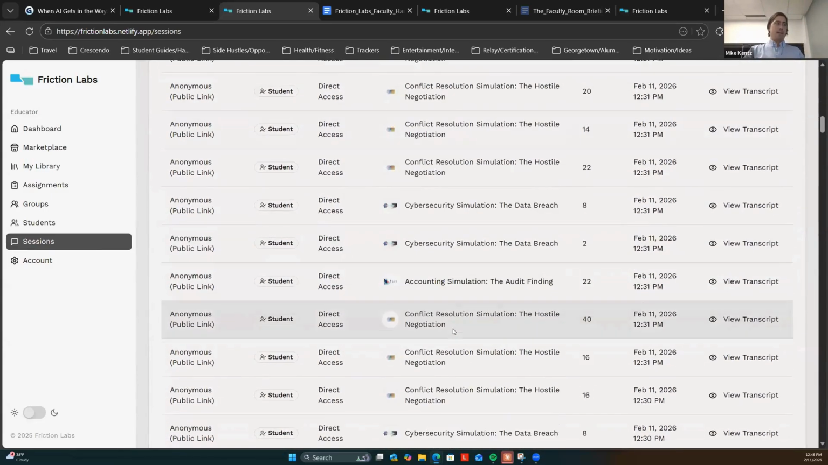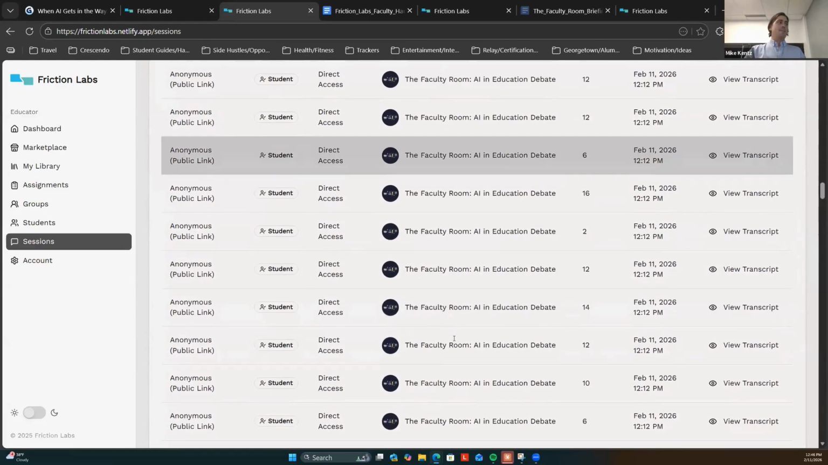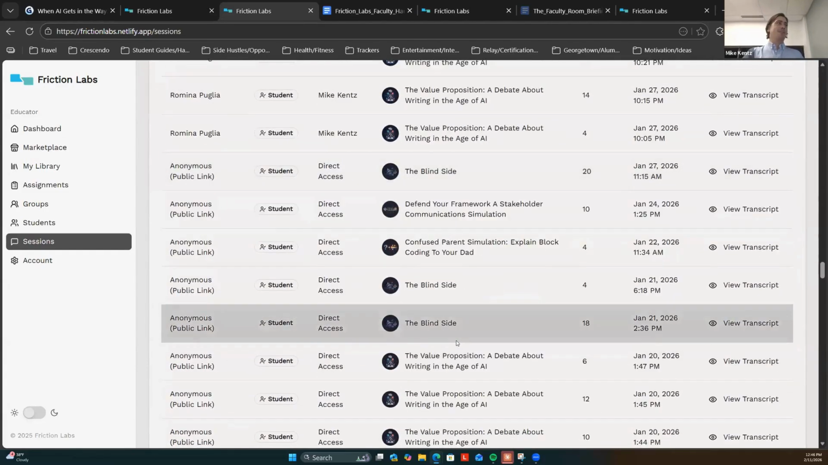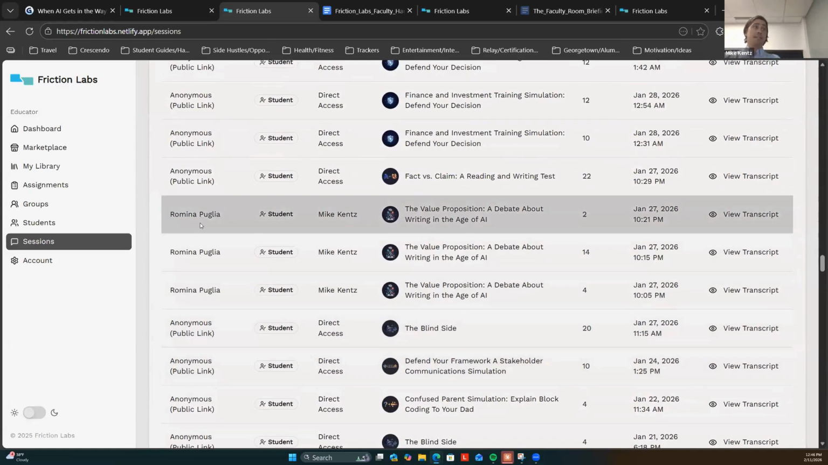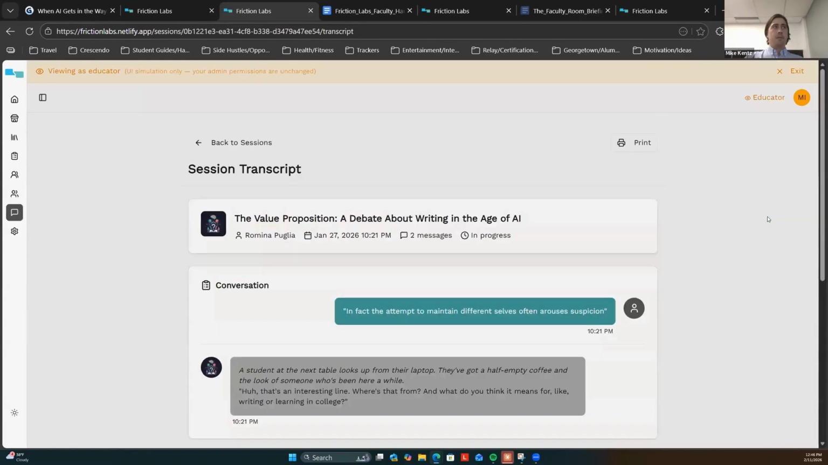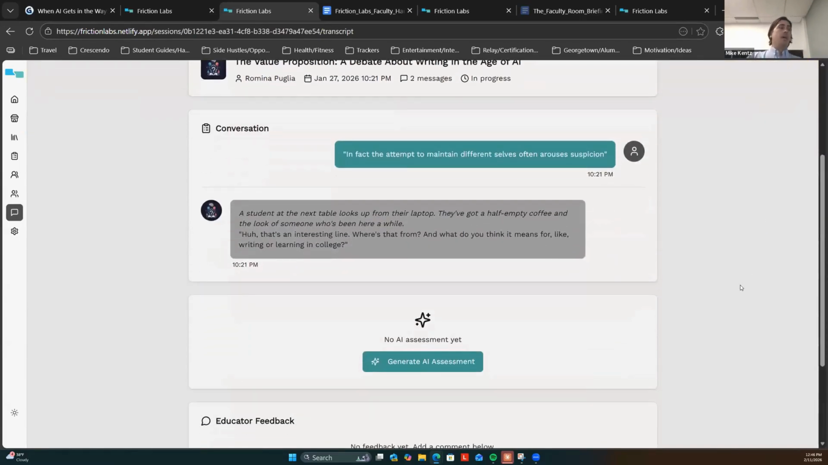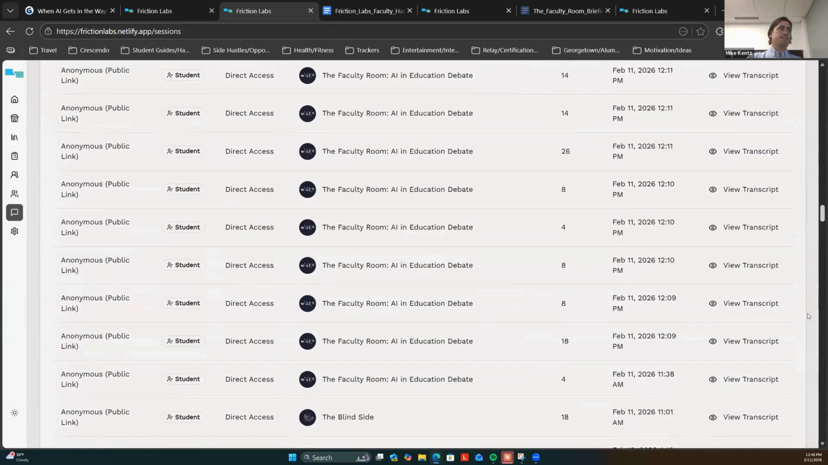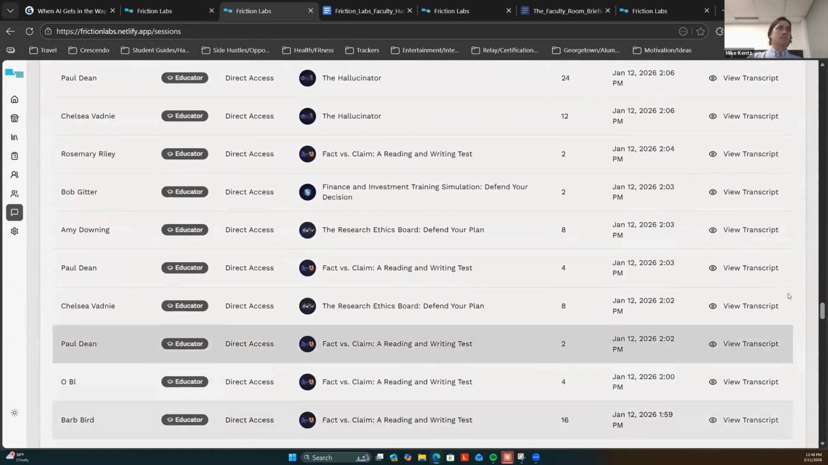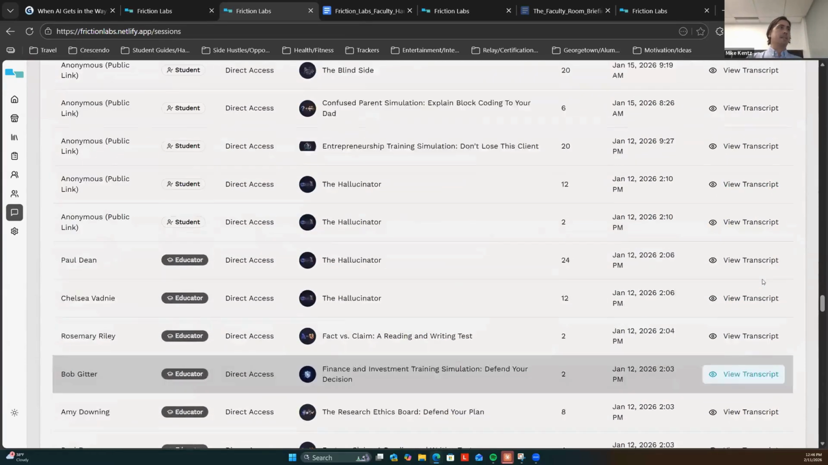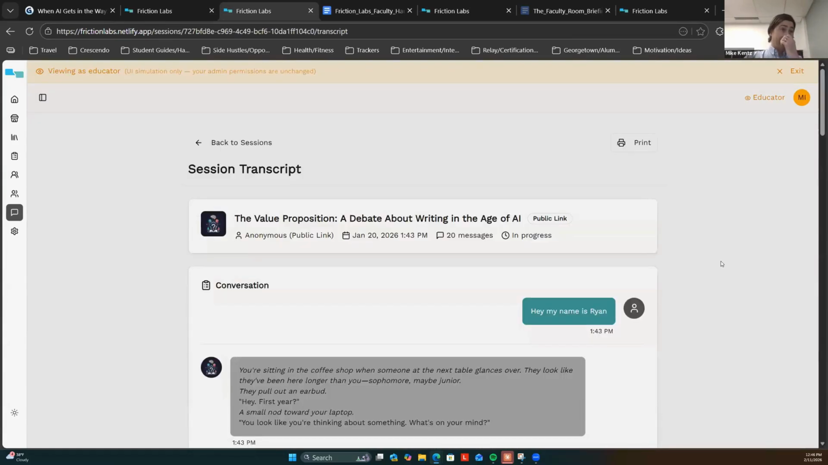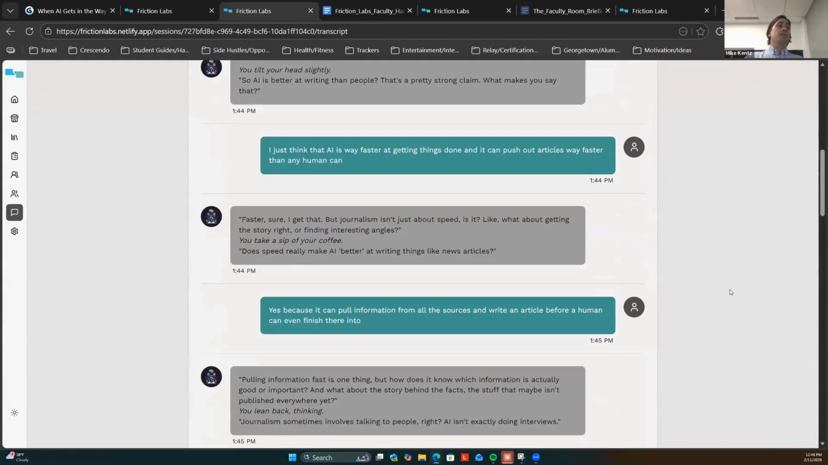But if someone does have an account, let me get through all of these. Sorry for the delay. I can see my student's name, and I'll be able to see their transcript right here. Inside of the transcript, this is a very short one. Let me see if I can find a longer one. Okay, here's the fact versus claim, which I know some people were asking about. Here we go. This is one of my actual students. It's going to go back and forth.